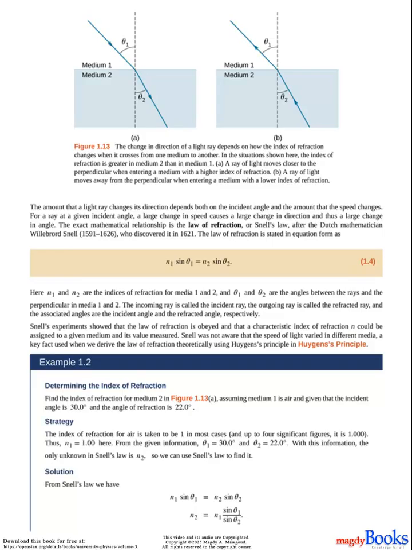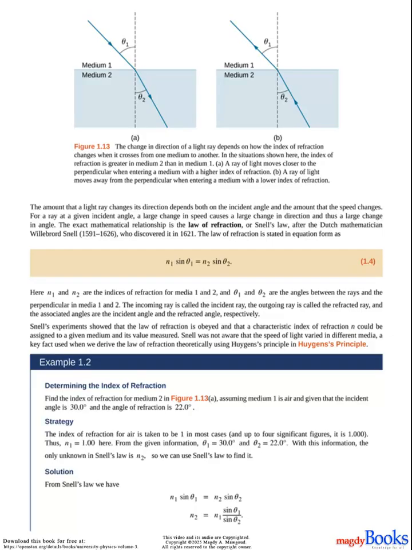Figure 1.13. The change in direction of a light ray depends on how the index of refraction changes when it crosses from one medium to another. In the situations shown here, the index of refraction is greater in medium 2 than in medium 1. A. A ray of light moves closer to the perpendicular when entering a medium with a higher index of refraction. B. A ray of light moves away from the perpendicular when entering a medium with a lower index of refraction.